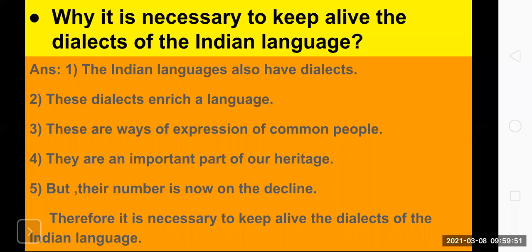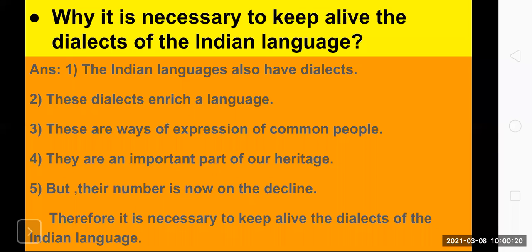So the Indian languages also have dialects. There are so many dialects in every language, like with Marathi. If we are speaking Marathi, there are so many dialects, like Malwani, Aherani, Solapuri. There are so many different forms of language we are speaking in Maharashtra, that are called dialects.